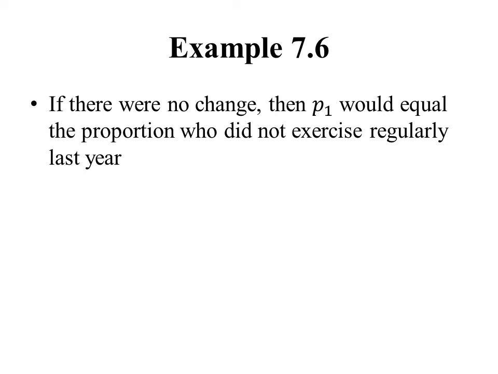Now the next step is to state our hypotheses. Remember, we have two, the null and alternative hypotheses. The null hypothesis is basically the statement that there is no change or no difference between our two populations. So if there were no change from one year to the next, then P1, the proportion of current students who do not exercise regularly, would equal the proportion who did not exercise regularly last year. Likewise, P2 would equal the proportion who exercised sporadically last year, and then P3 would equal the proportion who exercised regularly last year.